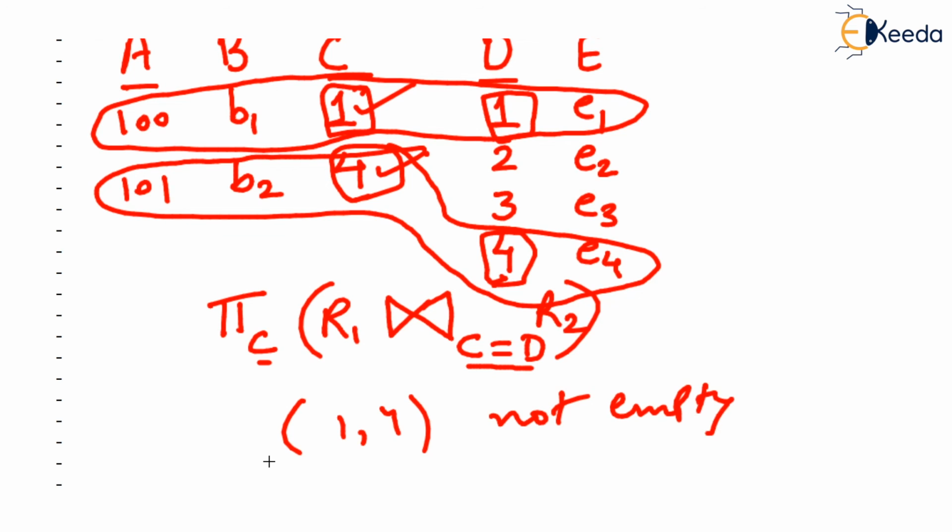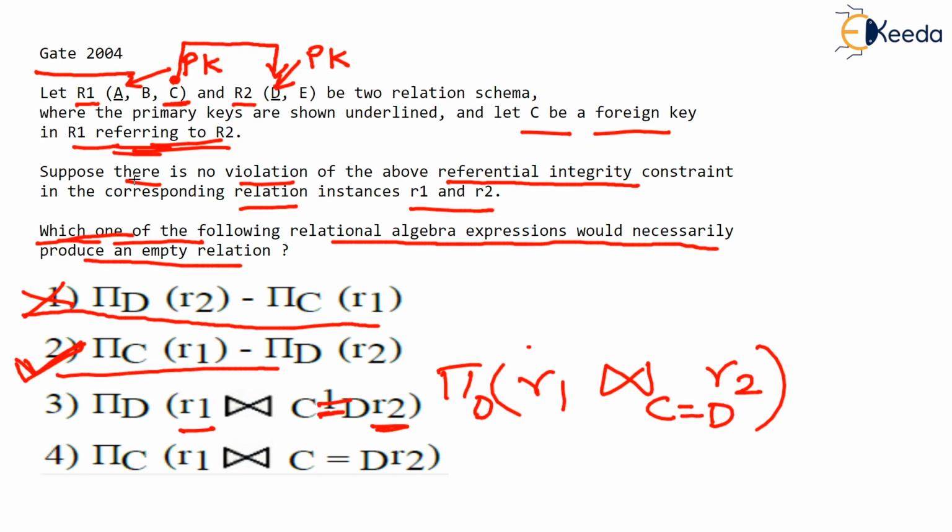I hope you have understood this. By the way, discussing these questions at such an extensive level is only just to keep revising these concepts of foreign key, referential integrity, and project operation and join operation. By the way, 2 is the valid answer for this question.